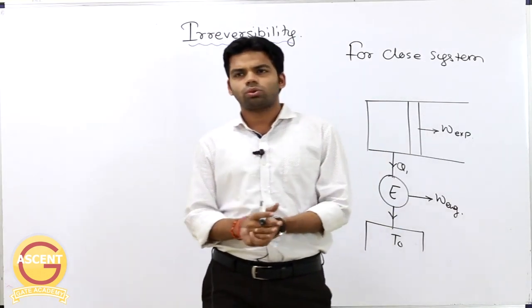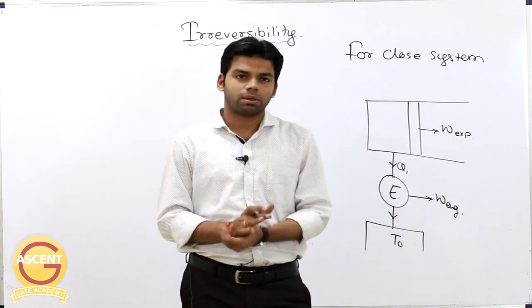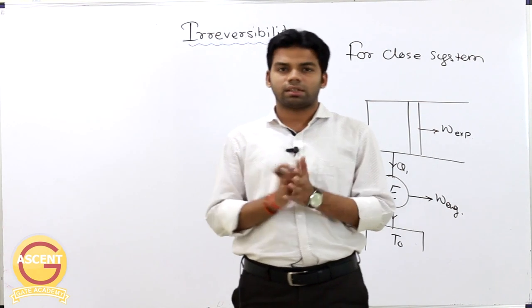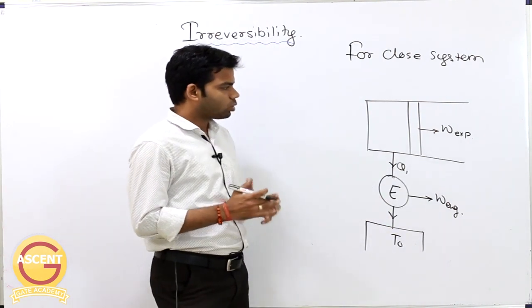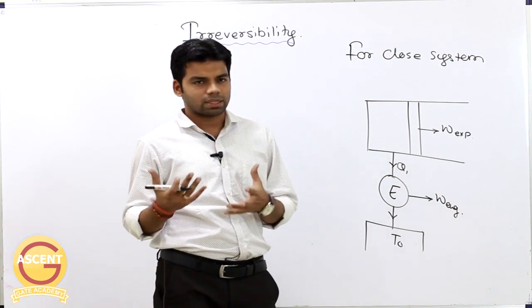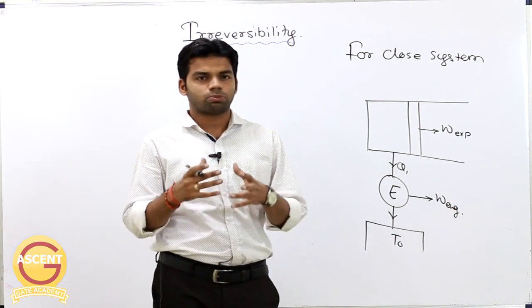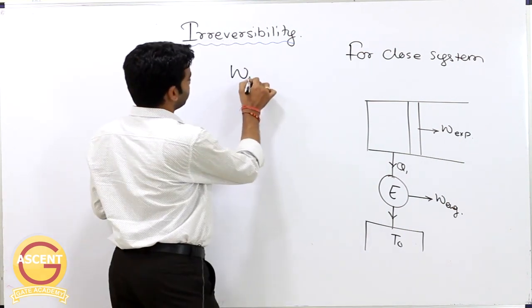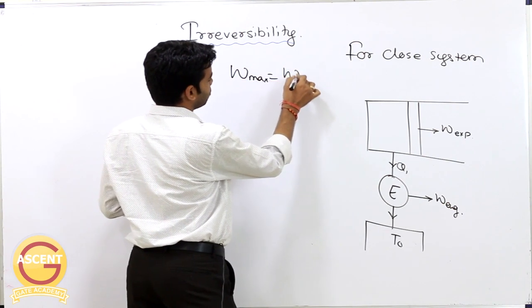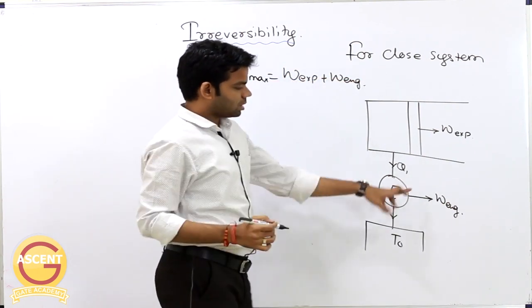I have already told you, total loss in available energy because of some irreversible processes is nothing but the irreversibility. Okay. Now for the closed system, as we have seen, in order to determine the maximum work, we first wanted to determine the maximum available energy, how much potential work is available there. So, what we did here was we calculated this W max, which was equal to W expansion plus W engine. Getting this or not? Okay.